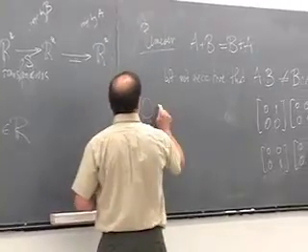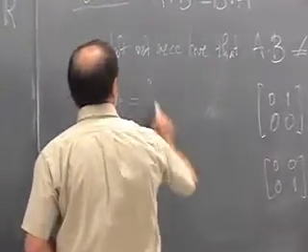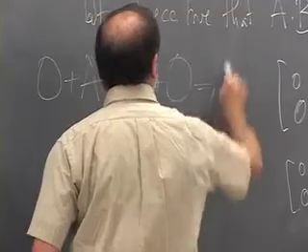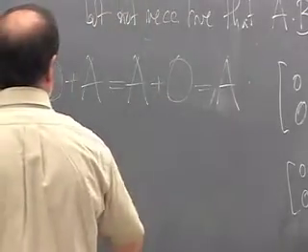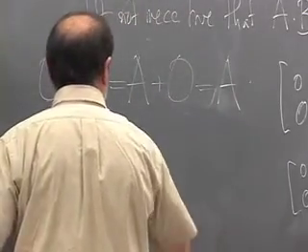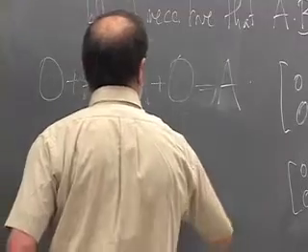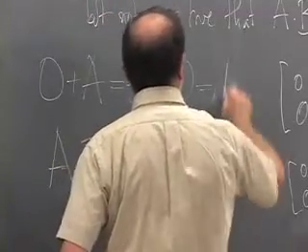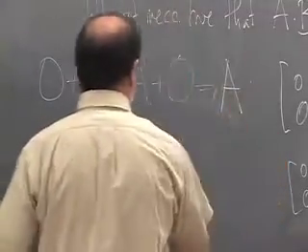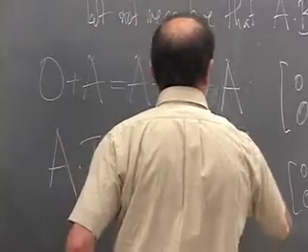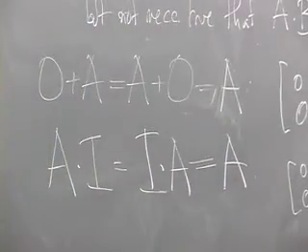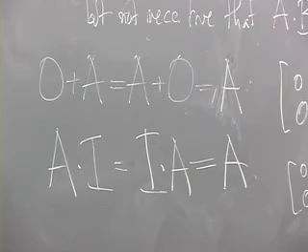So 0 plus A is equal to A plus 0 is equal to A. And no matter which side you multiply by the identity matrix, I times A, this is A. If you add 0, and if you multiply by I, you get A. So you have a multiplicative identity and an additive identity.